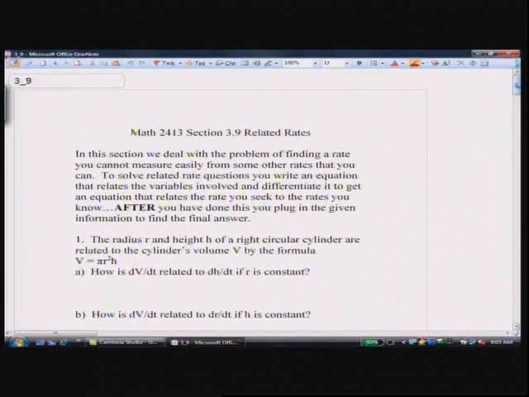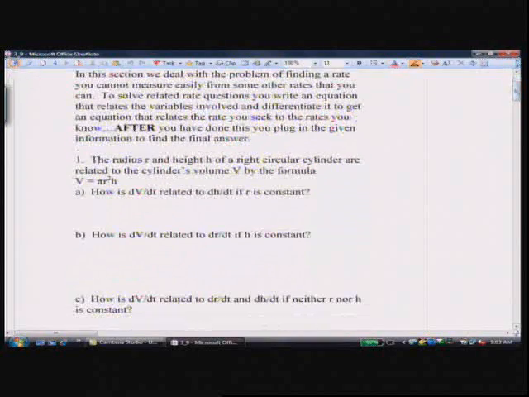All right, so let's just knock one out. It says the radius r and the height of a right circular cylinder are related to the cylinder's volume, V, by the formula V equals pi r squared h. You've got a cylinder.